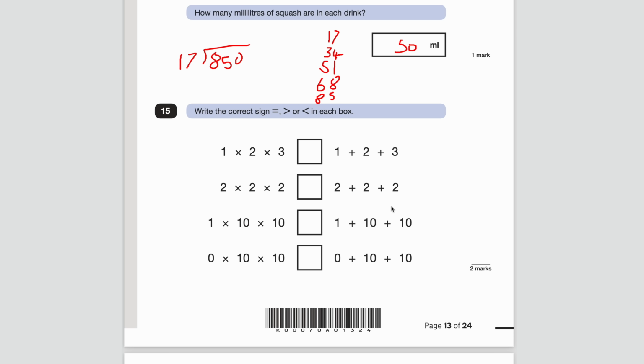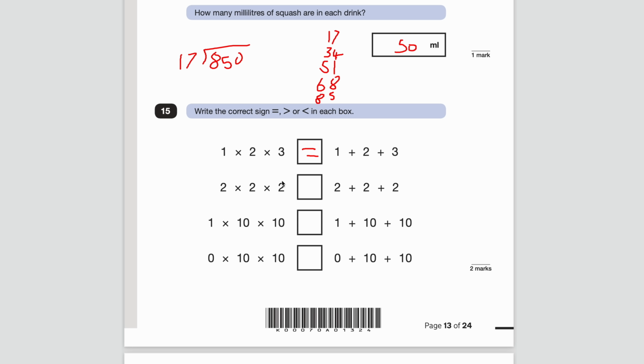Number 15, write the correct sign, equals, greater than, or less than in each box. So what we need to do is work out each side and then decide which one's bigger, smaller, or if they're equal, which one are equal. So 1 times 2 is 2. Multiply that by 3 is 6. 3 plus 2 is 5, plus 1 is 6. So they're exactly the same. 6 on both sides. It's the equals sign.